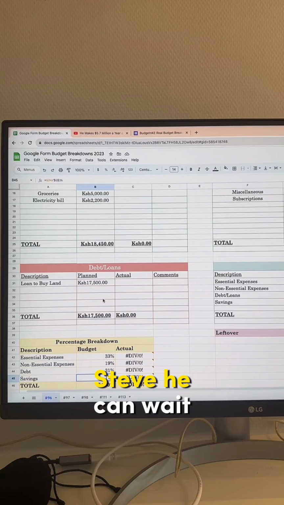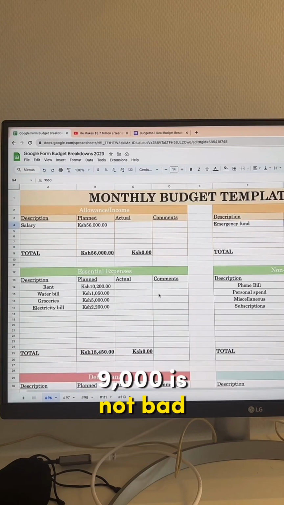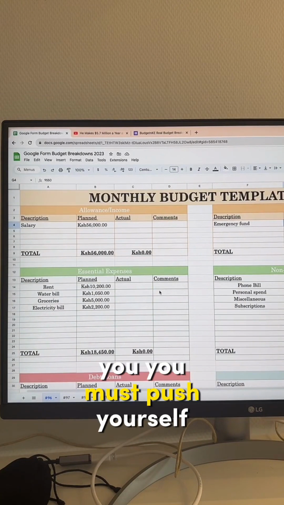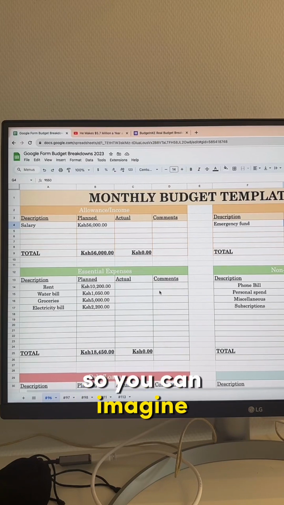56K, where's the save? This person is trying. 9,000 is not bad, to be honest. It's not too bad. You must push yourself. And that person does not have any other income. So you can imagine.